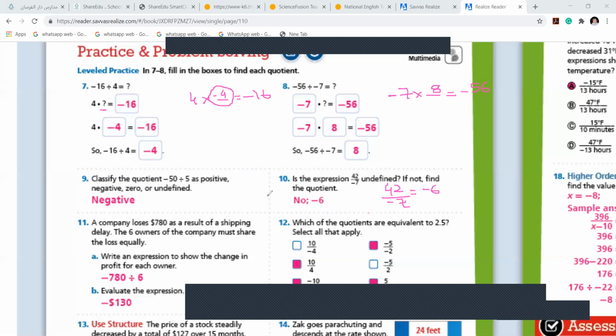Classify the quotient. Minus 50 divided by 5. Girls, I can ask these questions in the test. Minus 50 divided by 5. Is the answer positive or negative? Negative. Any question, why do you say positive? One is negative, the other is positive. Opposite sign, you get a negative answer.